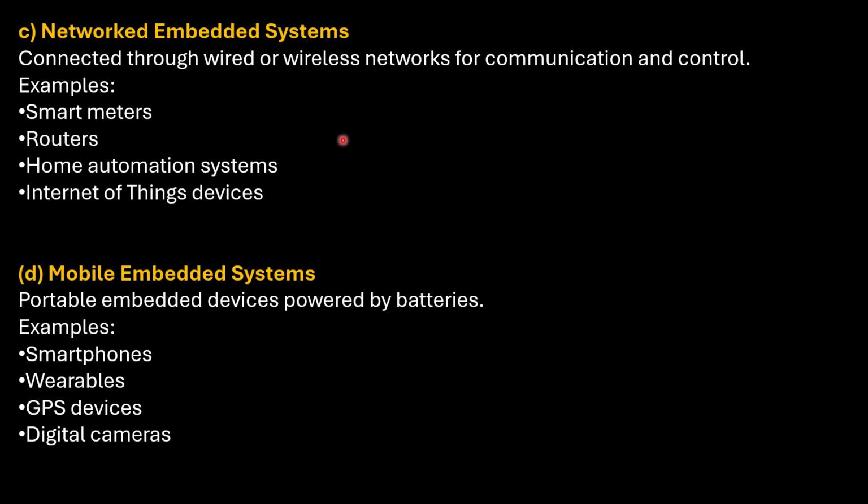Friends, third category, network embedded systems. They are connected through a wired or wireless network for communication and control. Examples: smart meters, routers, home automation systems, Internet of Things devices. Fourth, mobile embedded systems. Portable embedded devices powered by batteries. Examples: smartphones, wearables, GPS device, digital camera.